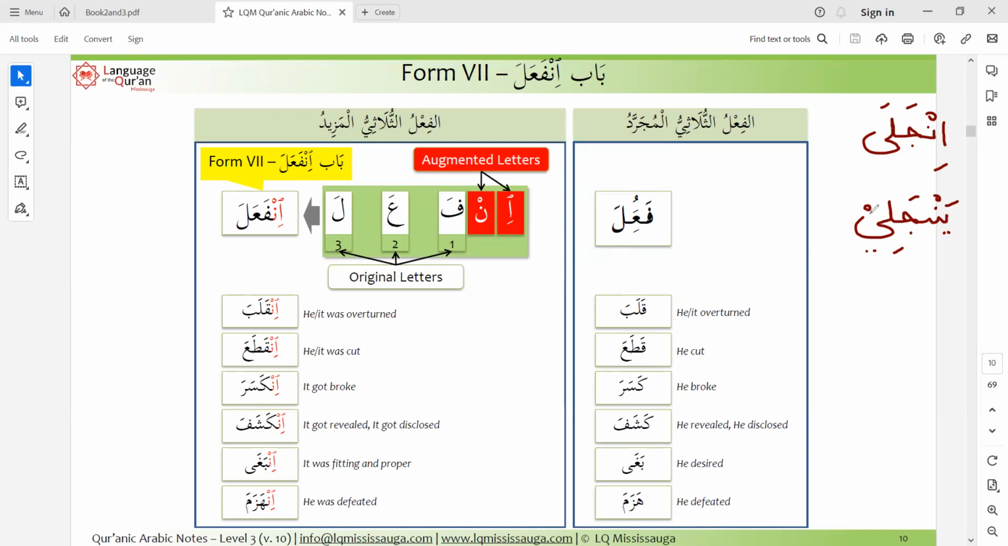If we see the Sulasi bab, like Bab Daraba, Fatha, Nasara, which bab is injala yanjali from? Injala, yanjali. Daraba yadribu, correct? This is Bab Daraba. So injala yanjali. We'll first cover the other parts and then we'll come to the isnad. Injala yanjali. The amr from this is, for example, tanjali.